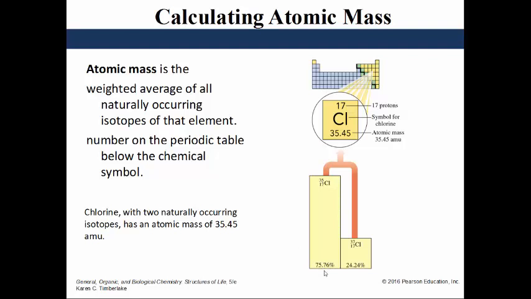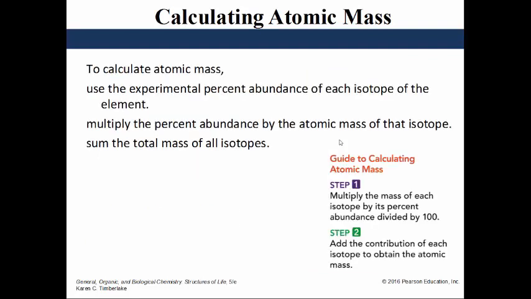75%, or just over 75%, of all the naturally occurring chlorine has a mass of 35. The other 24% has a mass of 37. So when you average this out mathematically, you get the average atomic mass of 35.45 atomic mass units, which is how we get this value here. All right, to calculate atomic mass, what you'll do is multiply the mass of that isotope by its percentage, how abundant it is, and then you will do that for every single isotope. Then you will add up all those numbers together to get the average atomic mass.